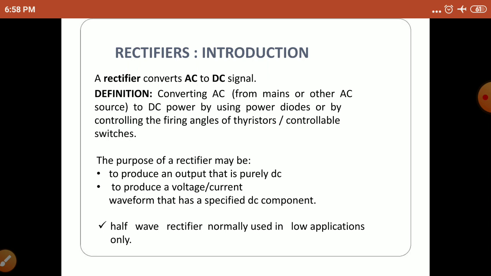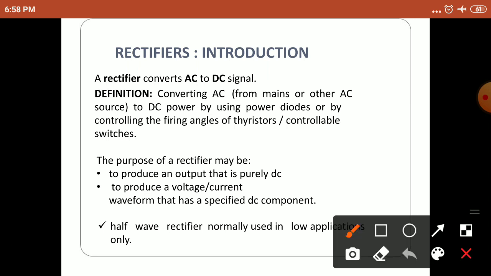That is the definition of rectifiers. What is the purpose of rectification? Why do we require the rectification process? I have given a few points here. The first point is to produce an output that is purely DC. To get a pure DC output, a rectifier is required. Next, to produce voltage and current waveforms that have a specified DC component. Why is DC required? The question may come to your mind.